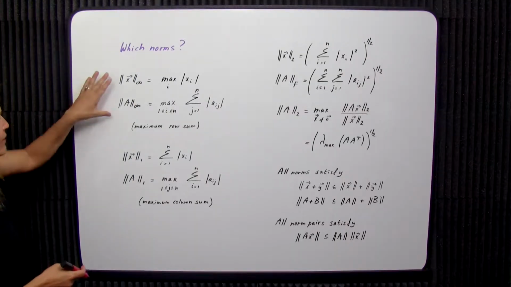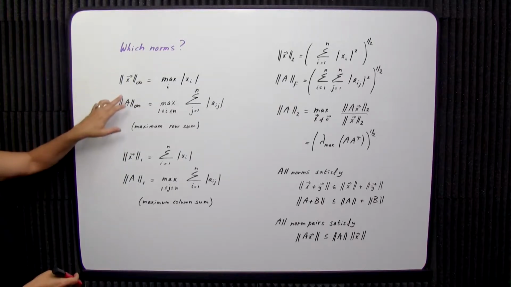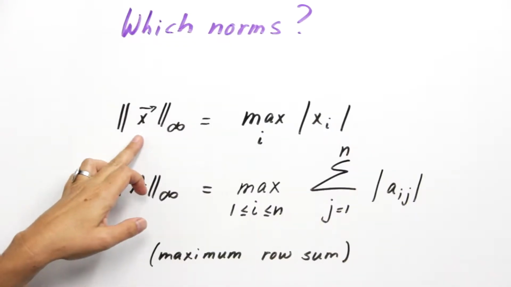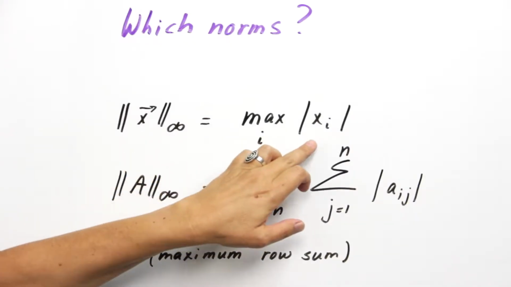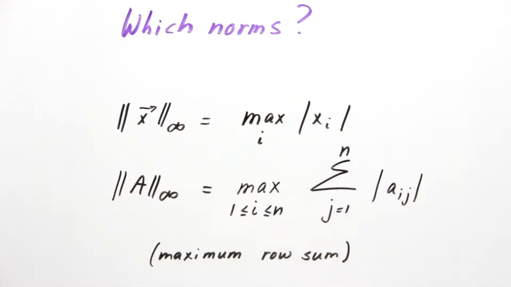The first one is the infinity norm. The infinity norm of a vector is simply the maximum of all the absolute values of the elements. And the associated infinity norm of a matrix is defined as the maximum row sum. So I look at every row of the matrix, I take the absolute value of all of its elements, I add them all up, and then I compare row by row to see which row sum is the largest.